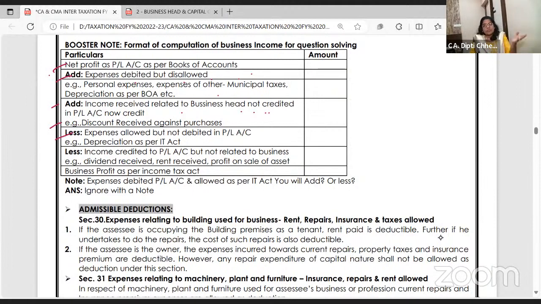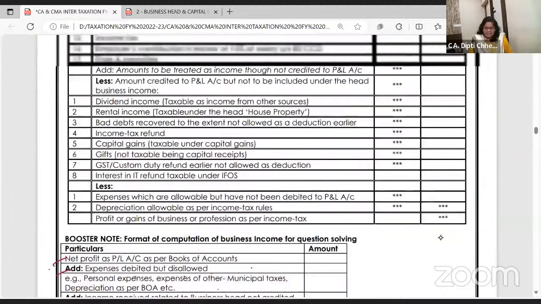Less expenses which are allowed but not debited. For example, depreciation as per income tax to ab deduct kar lo. Less income which are credited in the P&L account, kachra, just remove it. You get business expense. Some expense which are debited in the P&L account and they are very well allowed. What you will do, add or less? Nothing. Just ignore with a note. So with this, are we ready to go?